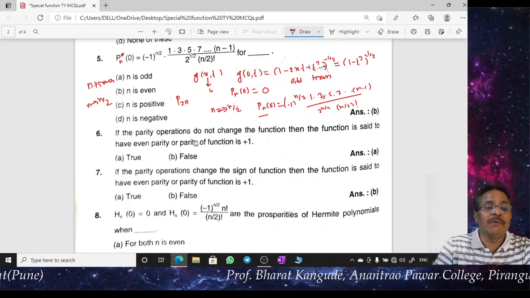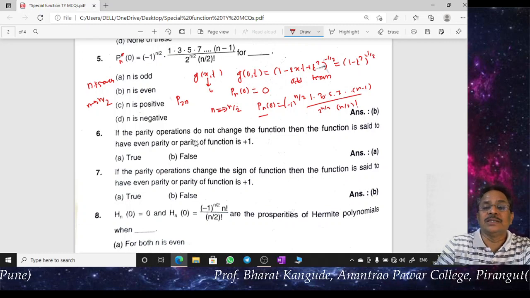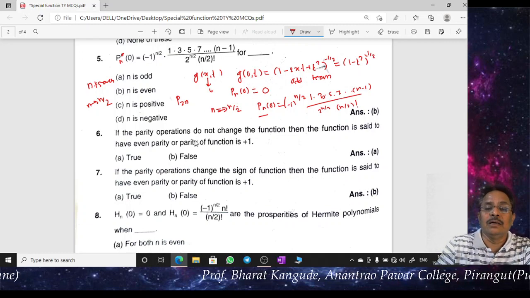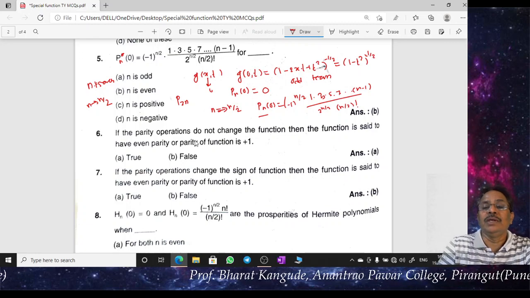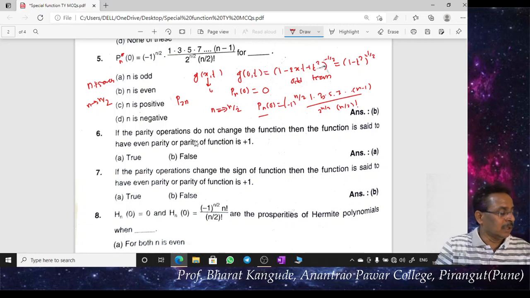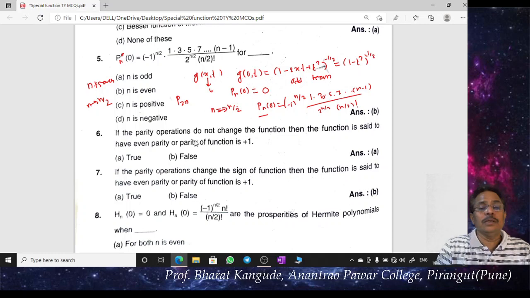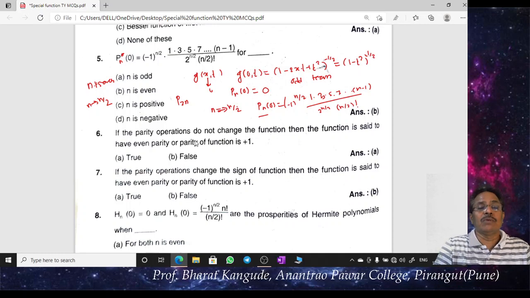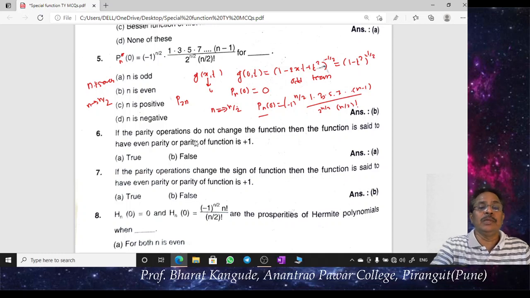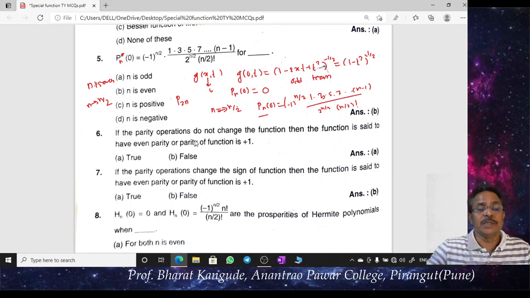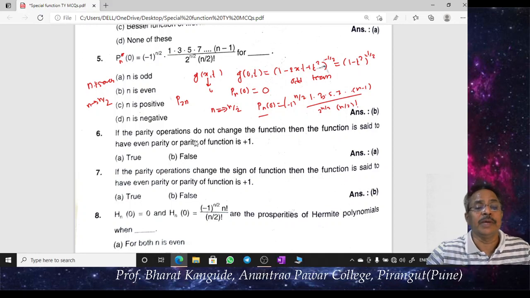Otherwise, if n is even, replace this n everywhere by n/2, whatever we get here is called the expression for that. So this is one property of this Legendre polynomial that can be understood from the expansion of this generating function g(x, t).